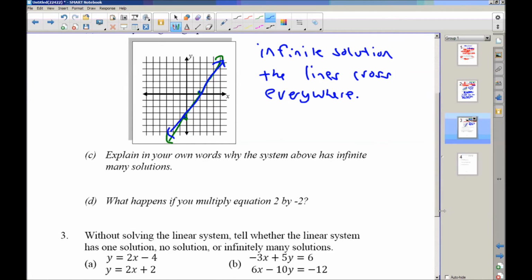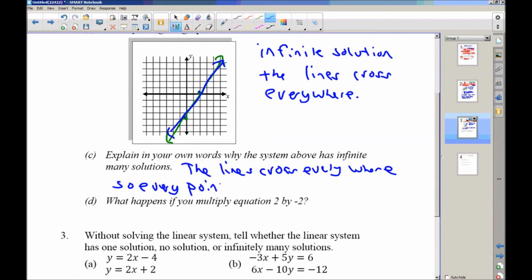Okay. Explain in your own words why this system has infinite many solutions. So the lines cross everywhere. So every point on the line is a solution. Notice I didn't say that every point on the whole grid is a solution, just all the points on the lines.